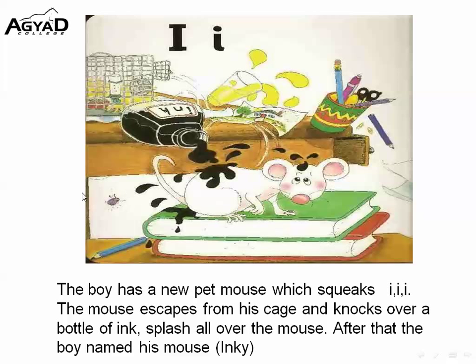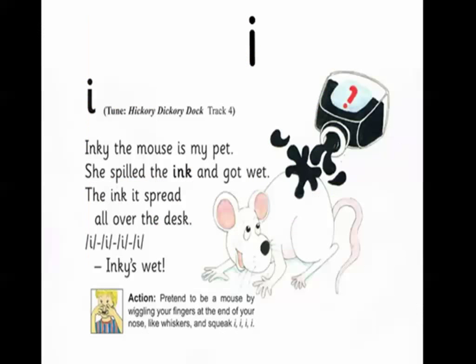Okay. When the mouse saw that there was ink on its back, it started to do an I sound. So what sound did the mouse do? I, I, I. Very good. Now the boy was watching that and the boy started to sing. What did the boy say? The boy started to sing, Inky the mouse is my pet. She spilled the ink and got wet. The ink is spread all over the desk. Inky's wet. Let's listen to it together.